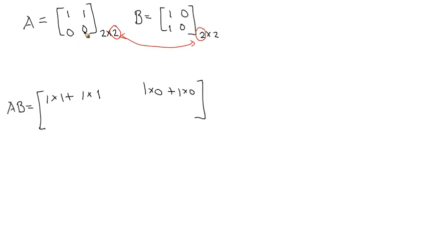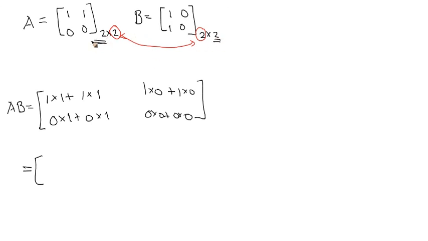Next 0 into 1, second row, plus this 0 into 1. This row is anyway 0, so everything is going to be 0. 0 into 0 plus 0 into 0. So AB is again a 2 cross 2 matrix. The resultant matrix is 2 cross 2.